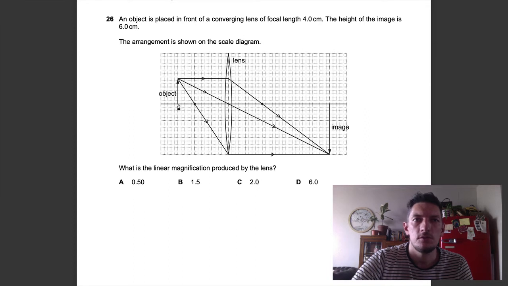One of the easiest ways to do this is just measure the height of this object and compare it to the height of that object. So looking at this object, it's 1.5 big squares in size, okay? Whereas this one is 3 big squares in size. So that means it's got magnified by 2x, because going from 1.5 to 3 is a multiplication by 2. It's just how much bigger is that than that? It's twice as big. Okay.